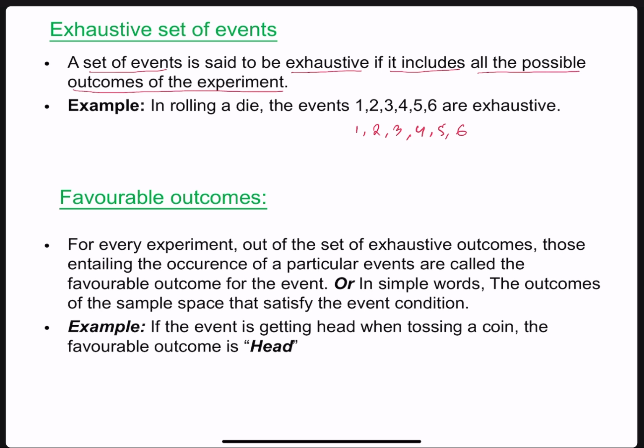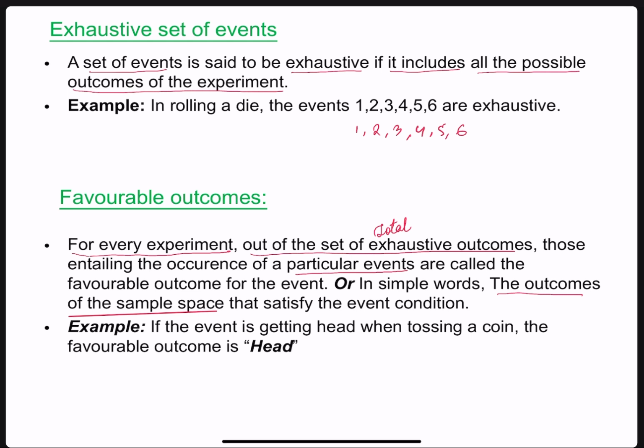Then favorable outcomes. What are favorable outcomes? For every experiment, like tossing a coin, out of the set of exhaustive outcomes, that means out of the total outcomes, there will be a particular event that has to occur. So that is called the favorable outcomes of the event. Example, when you toss a coin, the outcome of the sample space that satisfies the event. Example, you want to get a head. Then head is the favorable outcome of that event.